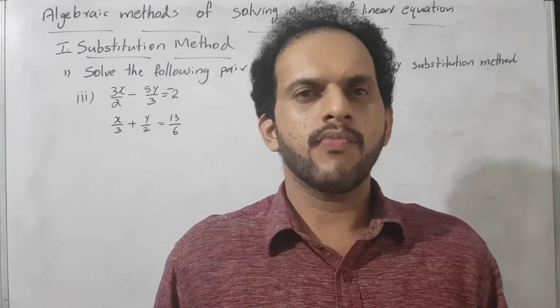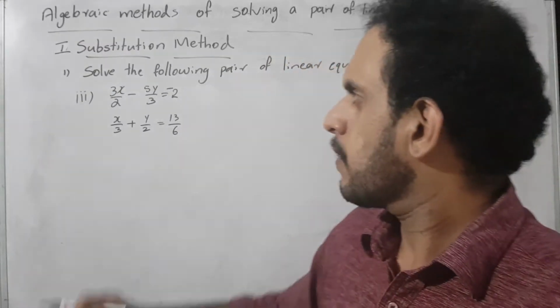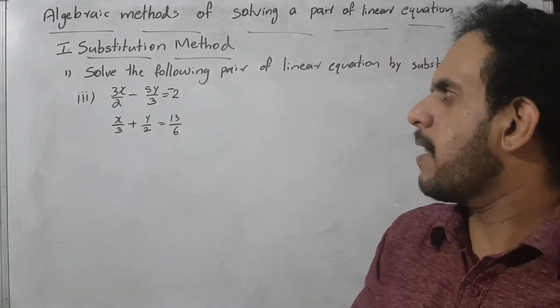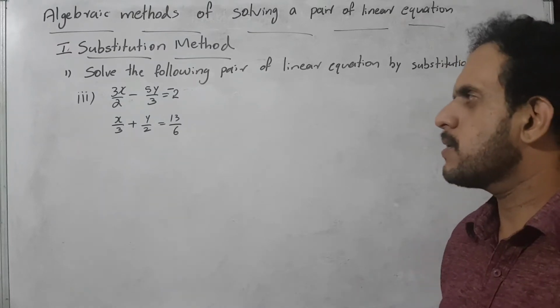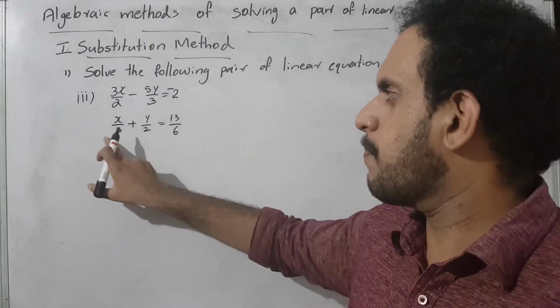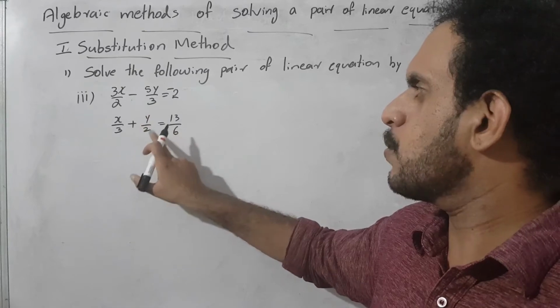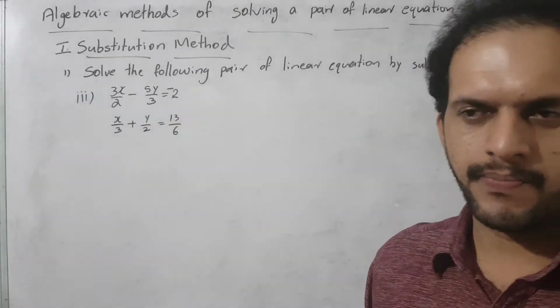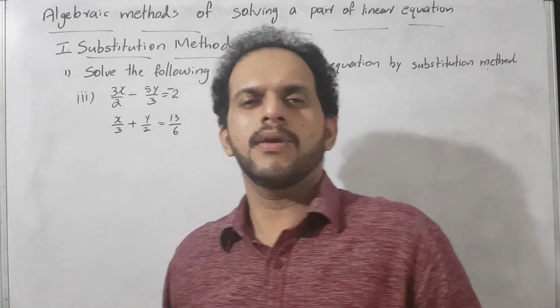Is it clear? Next we are doing one more question. The question is 3x by 2 minus 5y by 3 is equal to minus 2, and x by 3 plus y by 2 is equal to 13 by 6. Okay, then it's very clear here.